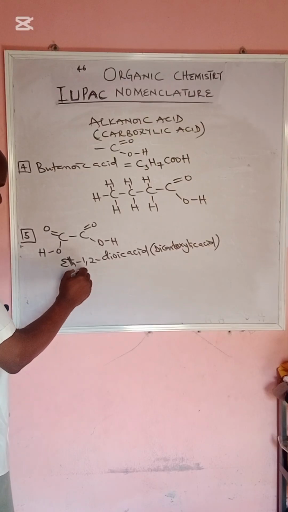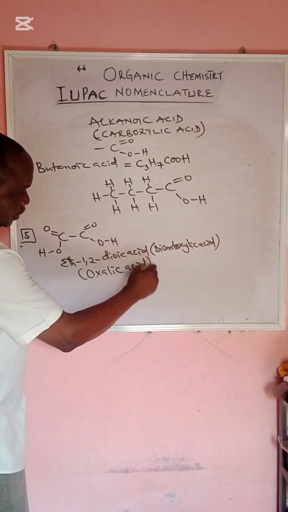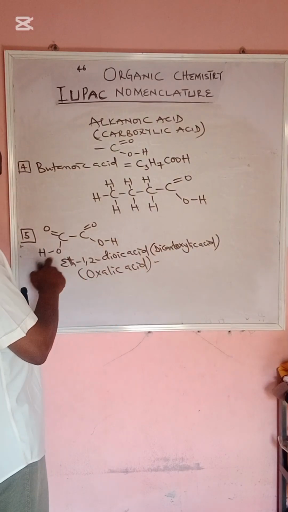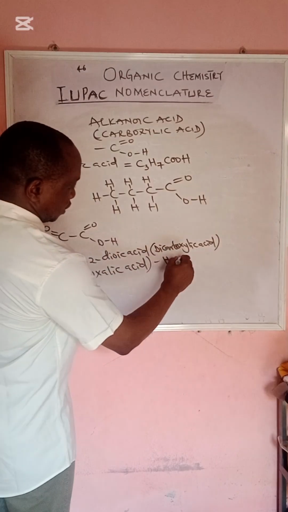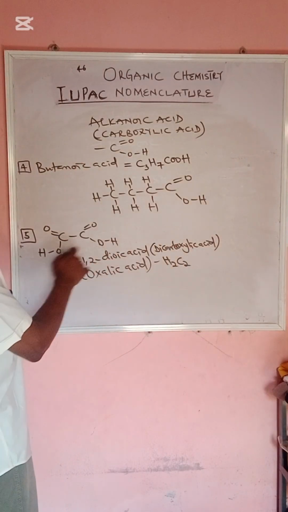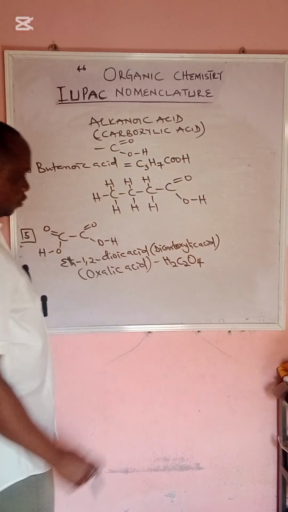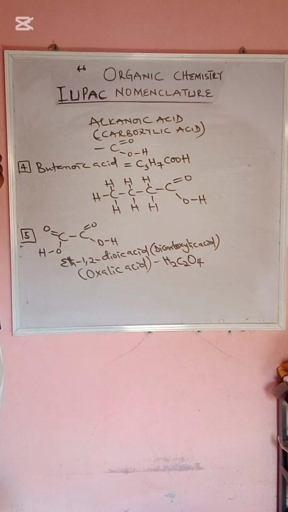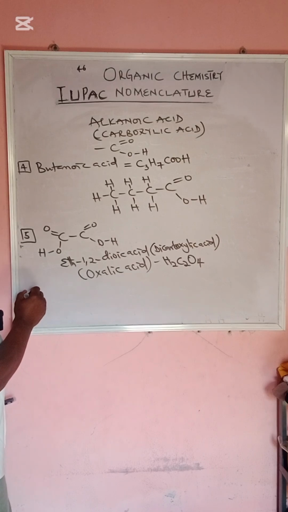This one is known as oxalic acid. In chemistry, we call it oxalic acid, which you can write as: how many hydrogen? 2. How many carbon? 2. How many oxygen? 4. H2C2O4. That is oxalic acid. Please take note of that. That is ethane-1,2-dioic acid.